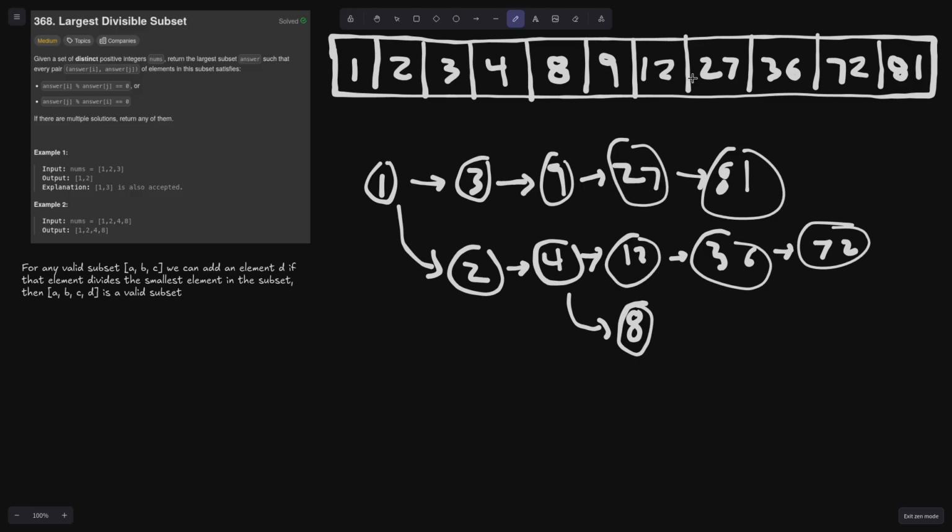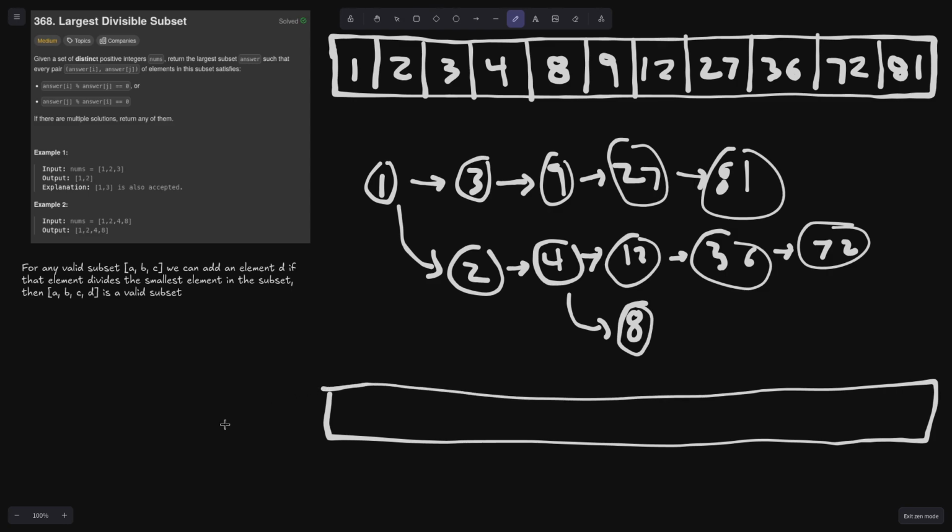And then what divides 27? We look. 9 divides 27. All right. And then we just keep continuing that. And then we're going to want to find the longest path. And we actually do this with dynamic programming. So this is going to be a DP array.